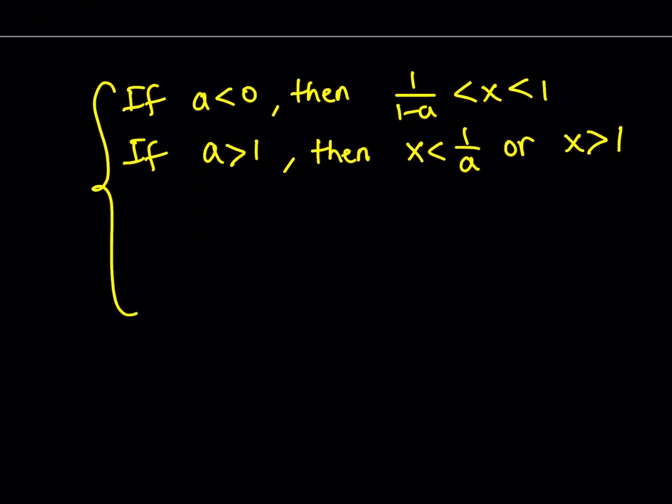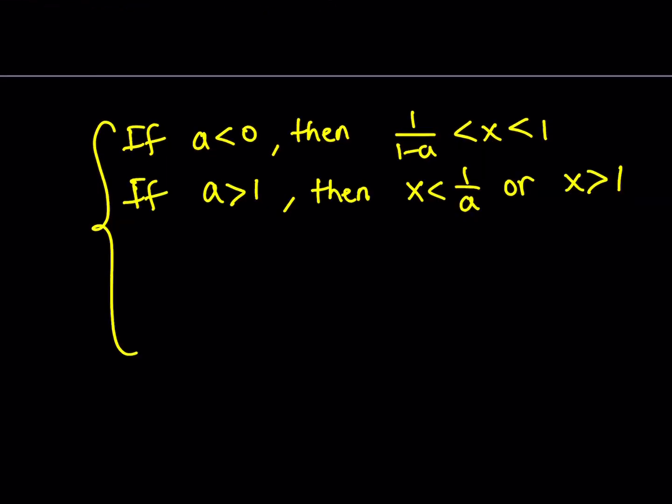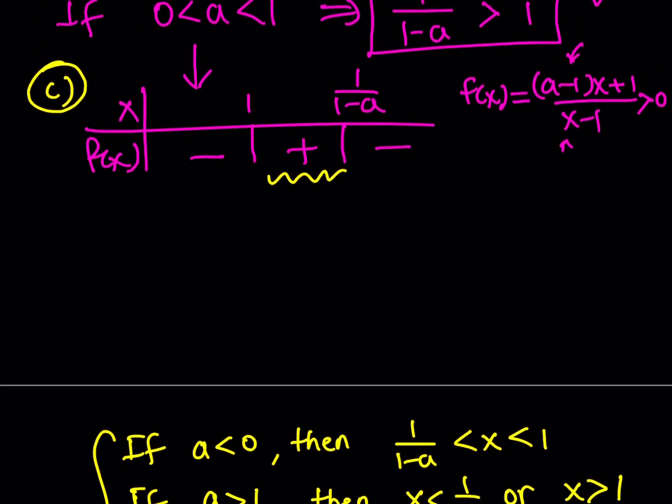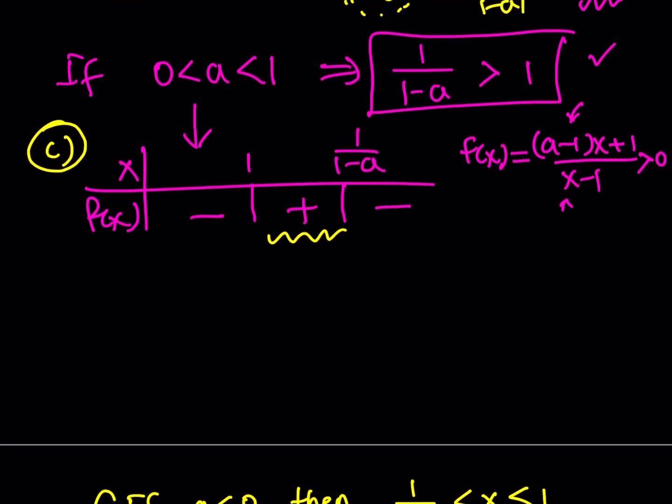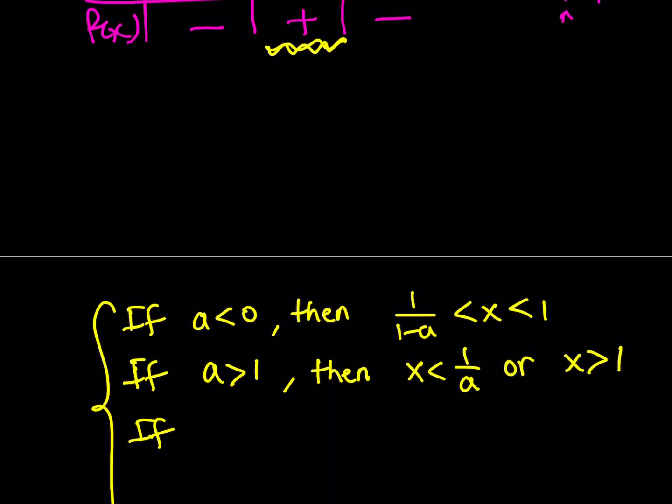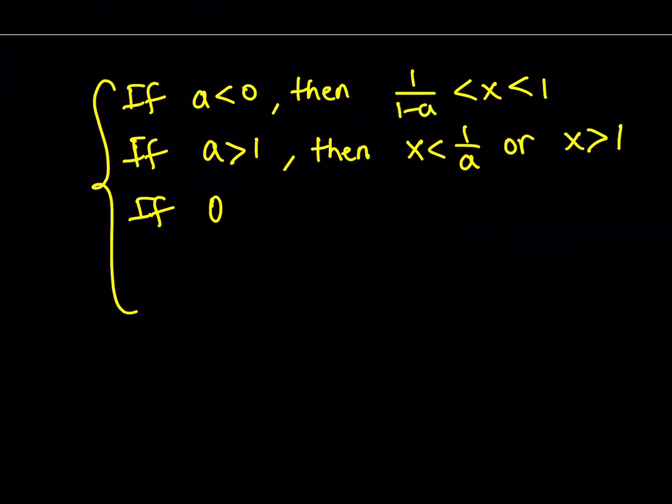Okay? Now the next thing I'm going to look at is the last piece of the solution, pretty much from here. Remember the c part. We said that if a is between 0 and 1, then we're going to get the solution in this interval. So let's go ahead and write it down. So if a is between 0 and 1, then x is going to be between 1 and 1 over 1 minus a. Notice that the value of 1 over 1 minus a is changing. That's why our inequalities are also changing depending on the values of a.